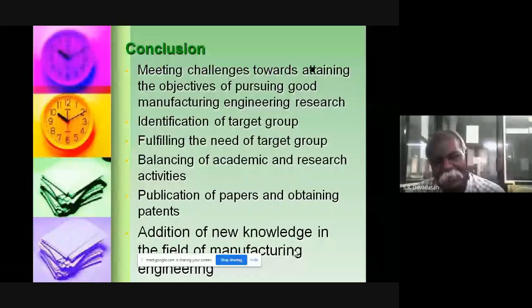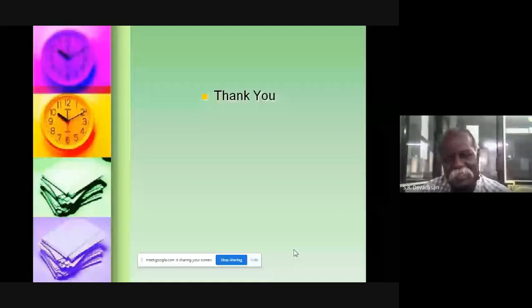Those who have been working in manufacturing may know, for example, AHP, the analytical hierarchy process. It is widely applied, and everybody knows that a team of researchers, with Saaty as the first author, brought it out. So today it is being widely used. Likewise, we researchers should strive to come out with new knowledge that will be beneficial to the target group.